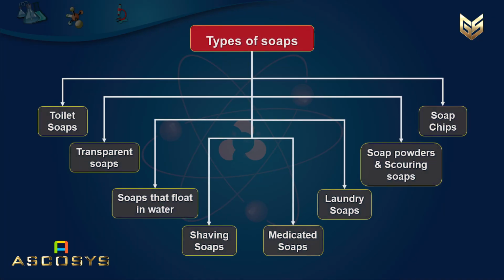Now, let's discuss the types of soaps. There are different types of soap. You can see in the chart what types of soaps are present. These are toilet soaps, transparent soaps, soaps that float in water, shaving soaps, medicated soaps, laundry soaps, soap powders, scouring soaps, and soap chips. So these are the different types of soaps which are prepared and used by us in our day-to-day life.